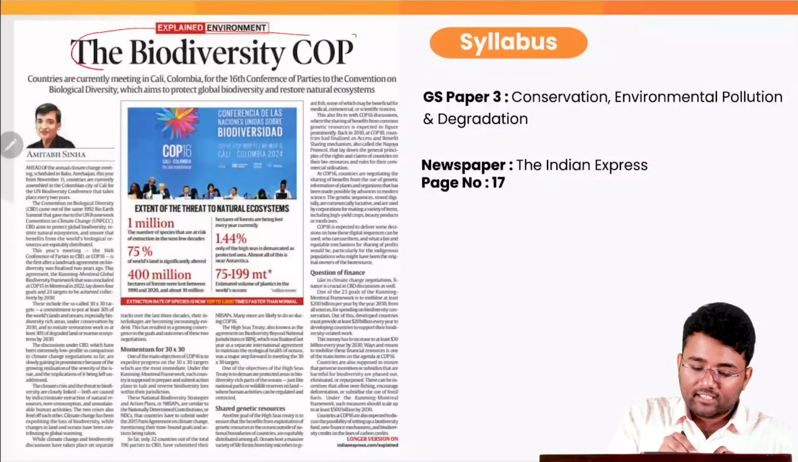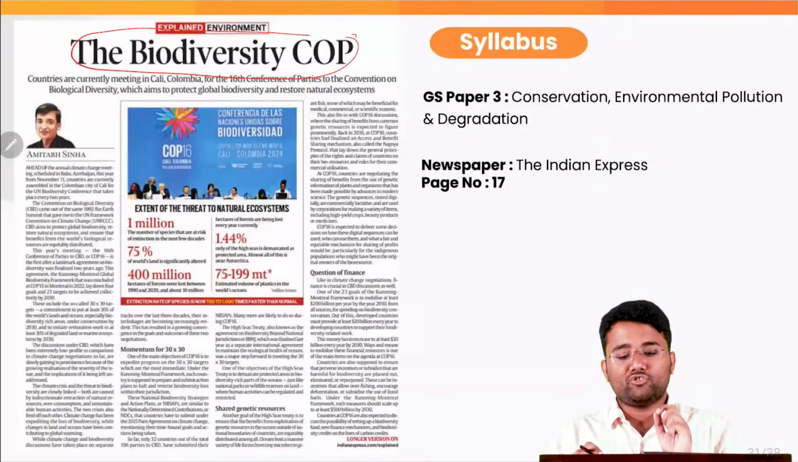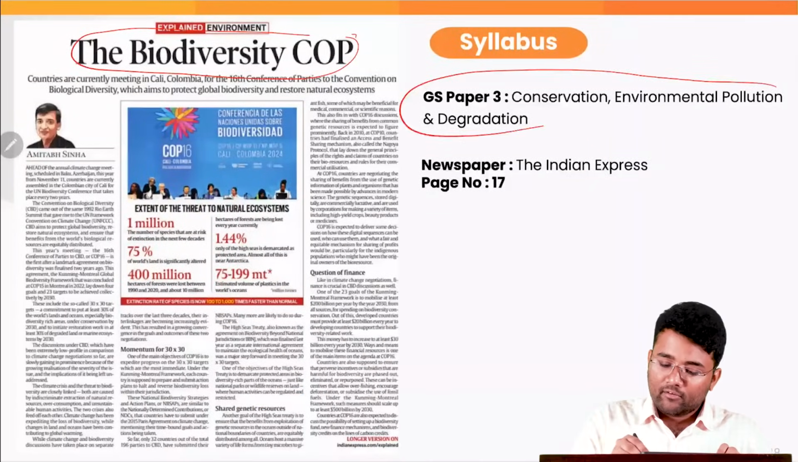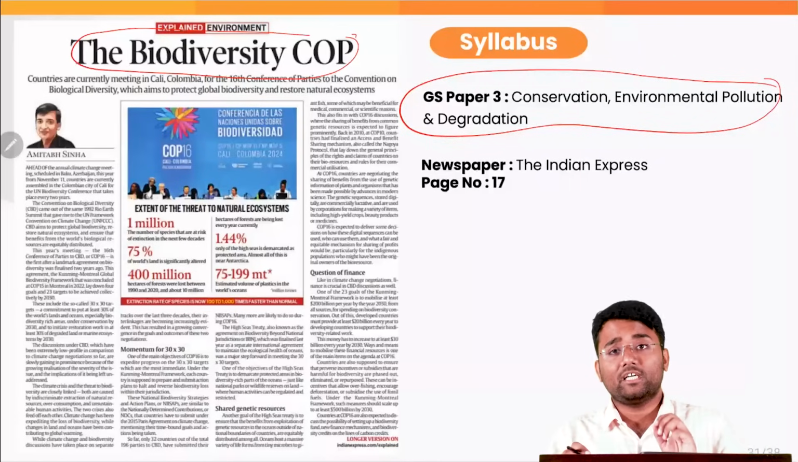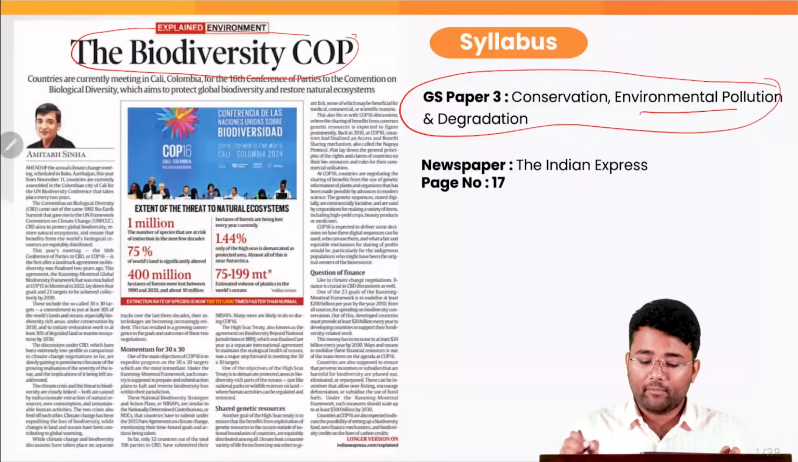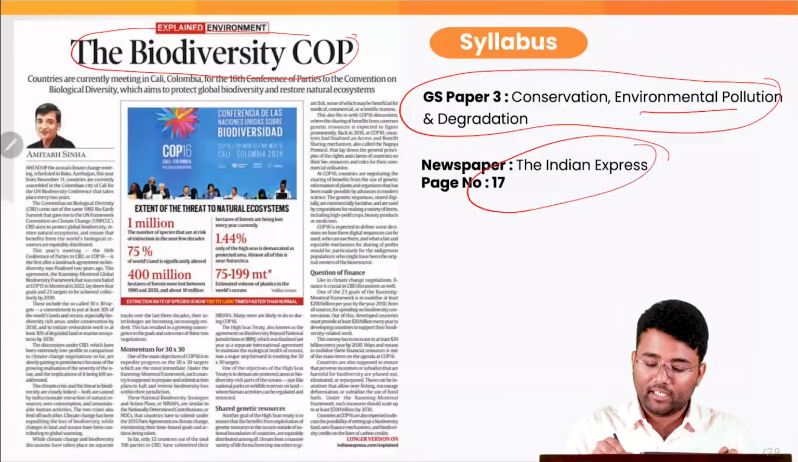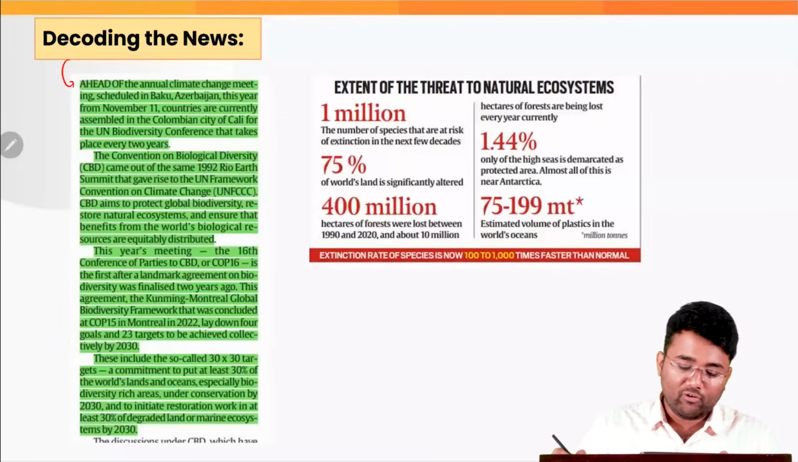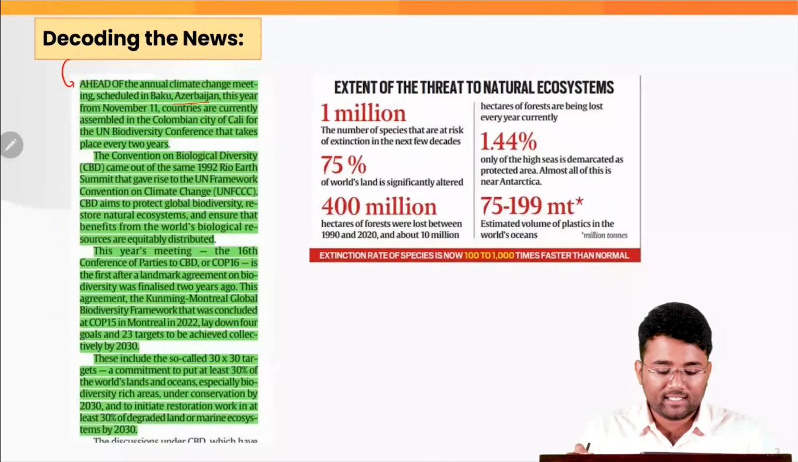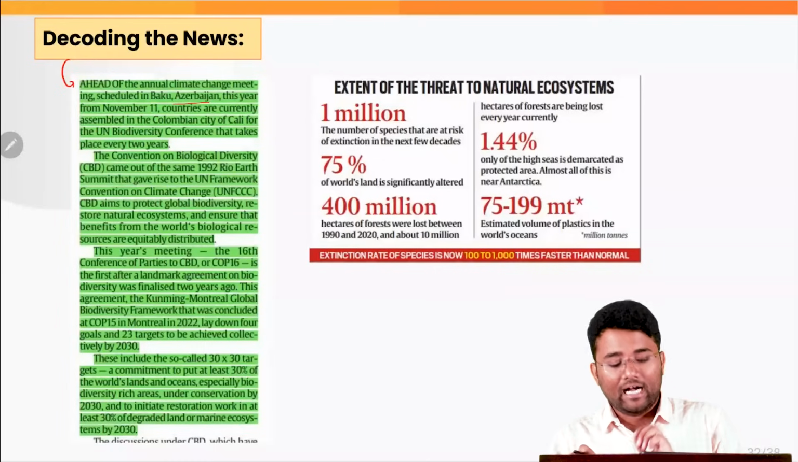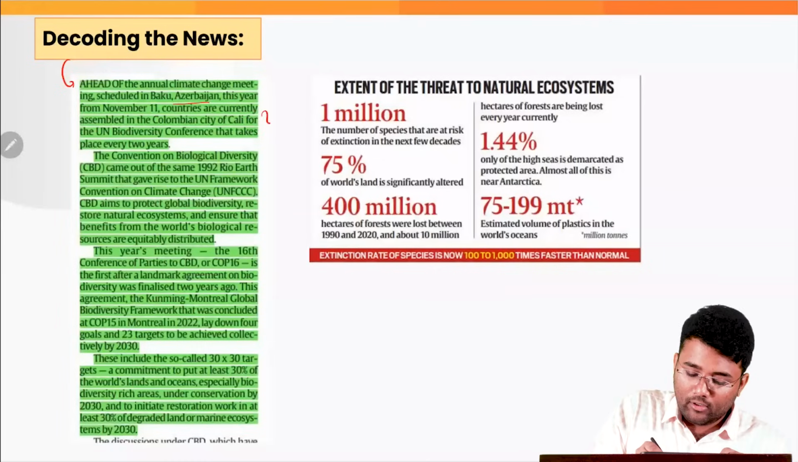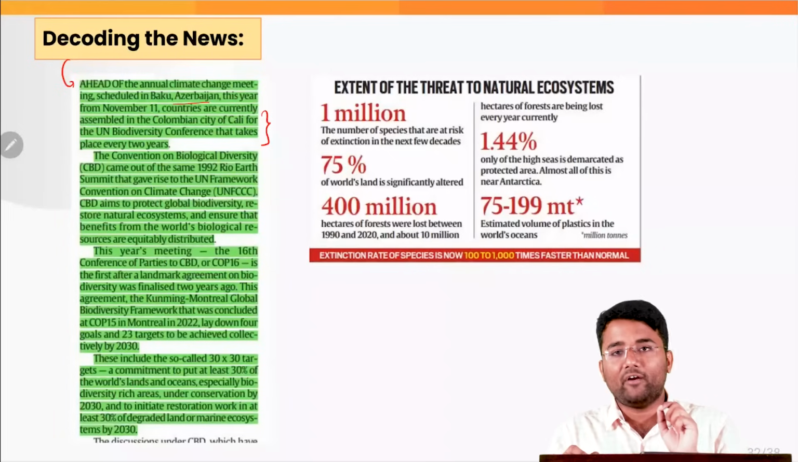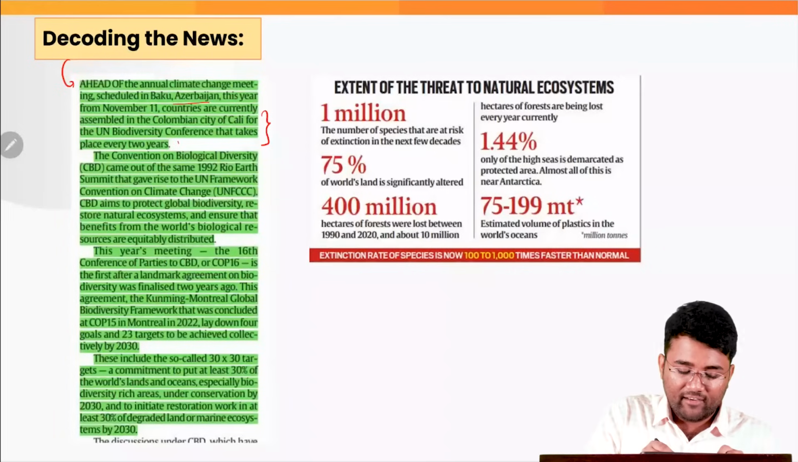Our next topic is this Biodiversity Conference of Parties, and this particular topic is with regard to GS paper 3, conservation, environmental pollution and degradation, and this has appeared in today's Indian Express, page number 17. The context is that ahead of the annual climate change meeting scheduled in Baku, Azerbaijan this year from November 11, countries are currently assembled in the Colombian city of Cali for the UN Biodiversity Conference that takes place every year.